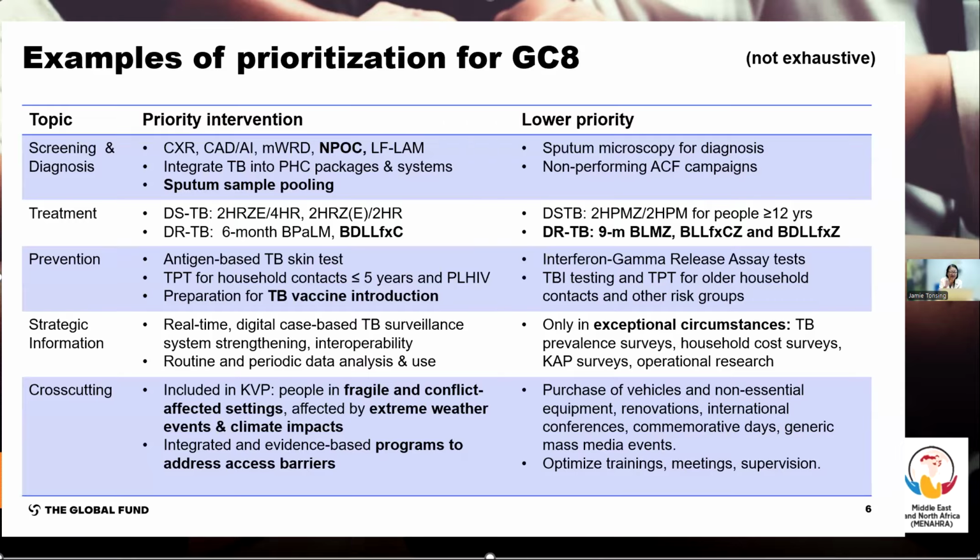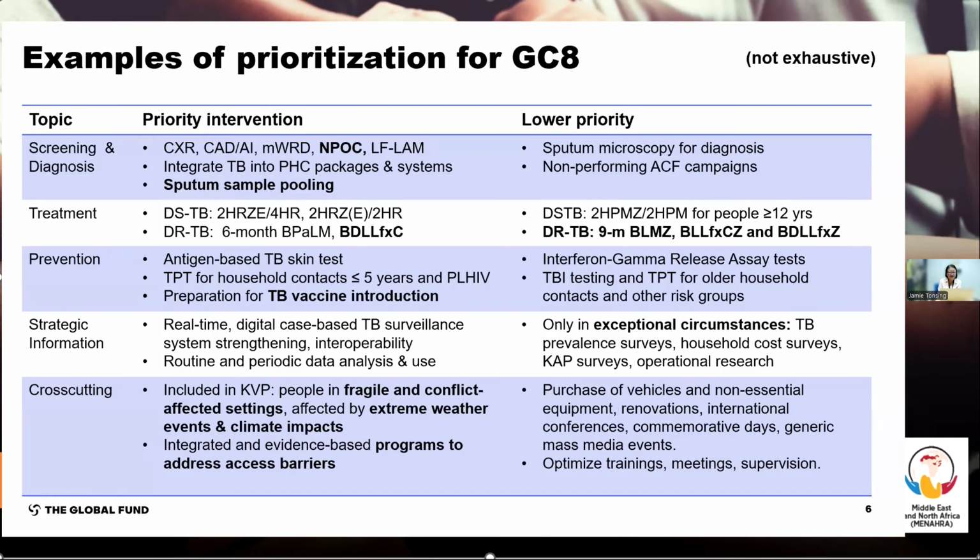So it has to be context dependent. Strategic information, what is low priority this time? It is very unlikely that Global Fund investment will be used in those big, costly TB prevalence surveys that in the past we have been funding. So that's low priority now.